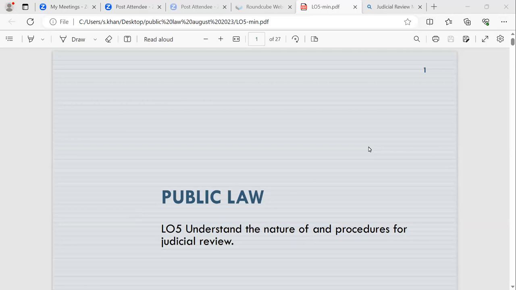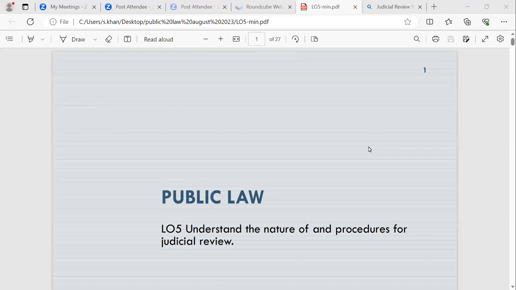Today, the learning outcome we'll be looking at is learning outcome 5, which is to understand the nature of and procedures for judicial review. In the last session, we looked at learning outcome 4, which was to understand the composition and operation of legislature and the UK government.